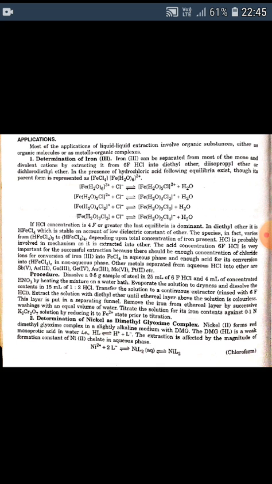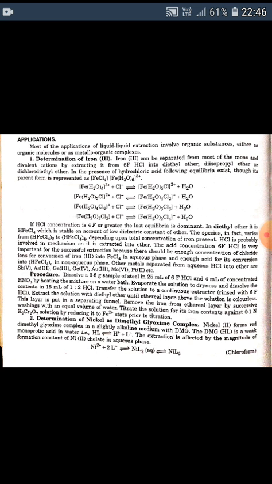The second application of solvent extraction is the determination of nickel as dimethylglyoxime complex. Nickel 2 forms a red dimethylglyoxime complex in a slightly alkaline medium with DMG. The DMG is a weak monoprotic acid in water. That is, HL gives H plus and L minus ions.